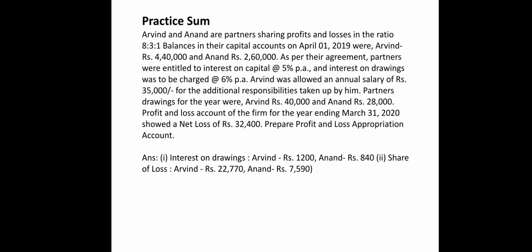Remember always, whenever there is a fluctuating capital method, only two accounts have to be prepared. First is the P&L appropriation and the partner's capital account. While when we are preparing the whole sum by the fixed capital method, then we are supposed to prepare the P&L appropriation account, partner's capital account, and partner's current account.